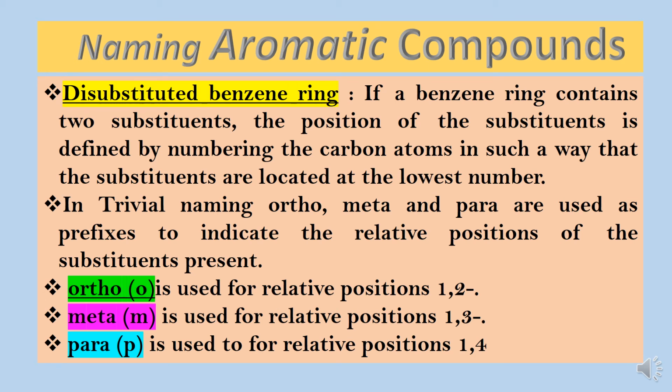Ortho is used for adjacent carbon positions like 1 and 2. If substituents are attached to 2 adjacent carbons of benzene, then the prefix used is ortho. If the relative position of the substituents is 1 and 3, then the prefix used is meta, and if the 2 substituents are present at the 2 opposite carbon atoms in the benzene ring, like the 1 and 4 positions, then the prefix used is para.